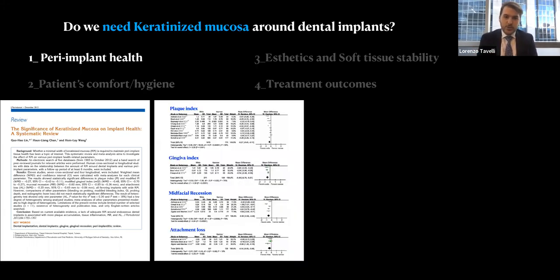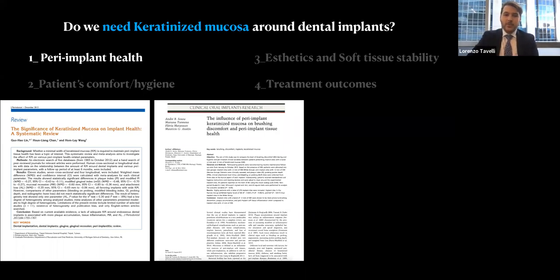So long story short, you can see all the parameters that were assessed. The authors demonstrated that implants having an adequate amount of keratinized and attached mucosa were more likely to have less accumulation of plaque, less inflammation, less midfacial recession, and less attachment loss compared to implants without an adequate amount of keratinized mucosa. So this article concluded that, based on the current evidence, a lack of adequate keratinized mucosa around dental implants was associated with worse peri-implant conditions in terms of the parameters we just mentioned.